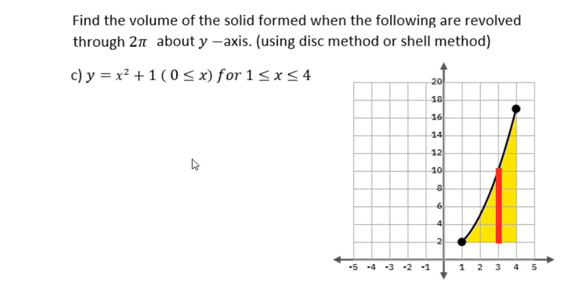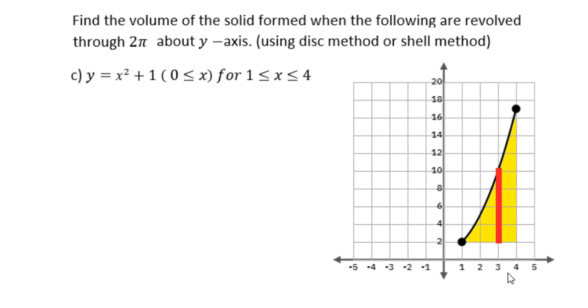Let's go to the example. Find the volume of the solid formed when the following are revolved through 2 pi about the y-axis. Look at this graph. This is y equals x squared plus 1, for x between 1 and 4. So this shaded area, we'll rotate across the y-axis to form a solid.